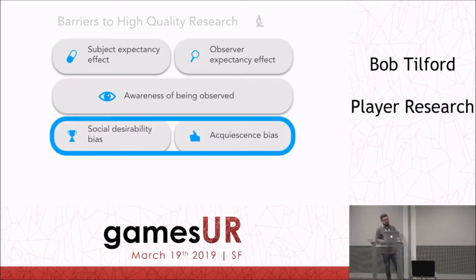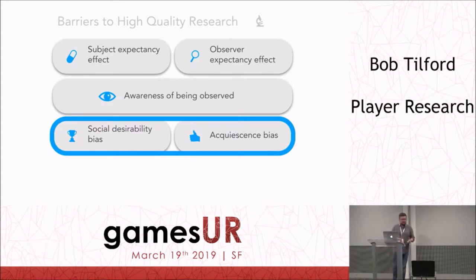Then there's social desirability and the acquiescence biases. Our participants are likely to have an underlying motivation to respond in ways that make them look good, cool, impressive, smart, things like this. An acquiescence bias, which Harvey slightly touched upon, describes a tendency to sort of go with the flow. It's also called yay-saying: respond positively to everything, just agree.